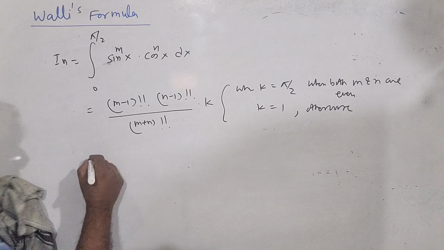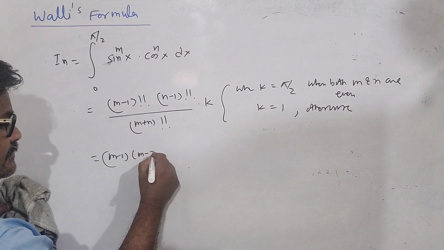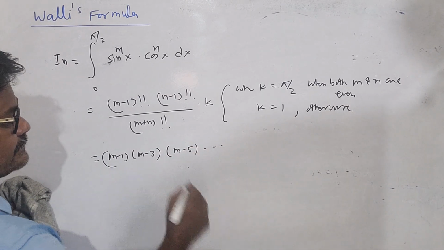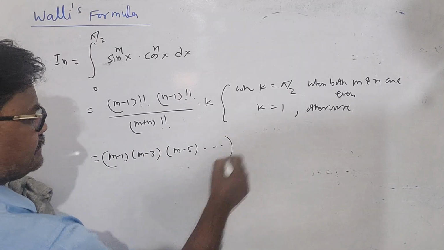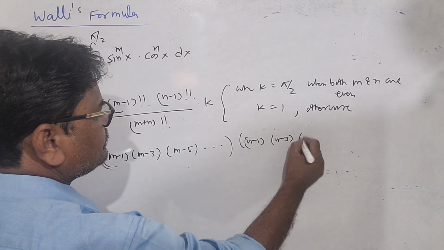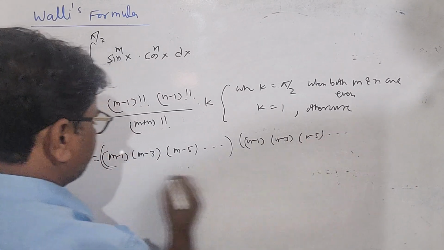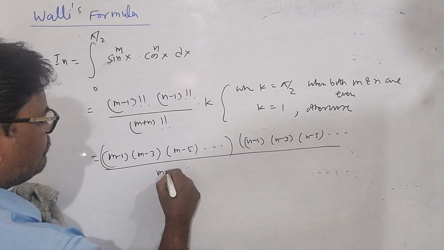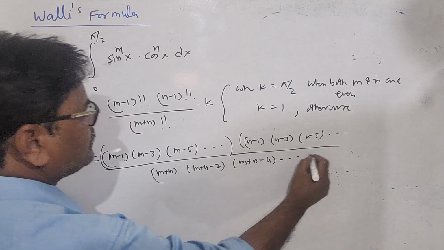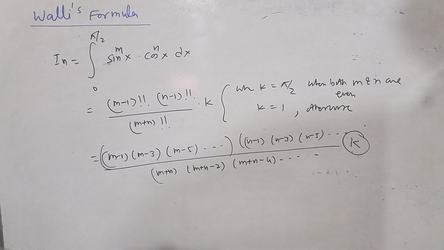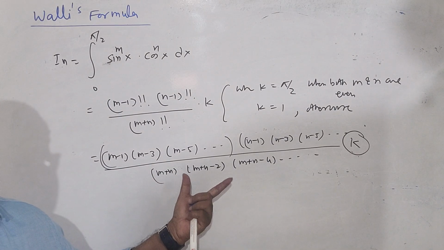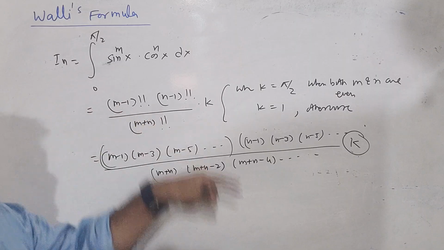M minus 1 double factorial, you know, means m minus 1, then reducing to m minus 3, then m minus 5, and like that. Correct? 1 or 2 we will stay at there. Then n minus 1 into n minus 3 into n minus 5 like that, divided by m plus n into m plus n minus 2, m plus n minus 4 like that, into k. So it looks very horrible. This formula looks very horrible, very difficult to remember. But when you apply the concept of double factorial, it is very simple.